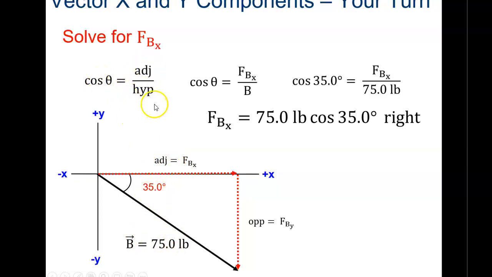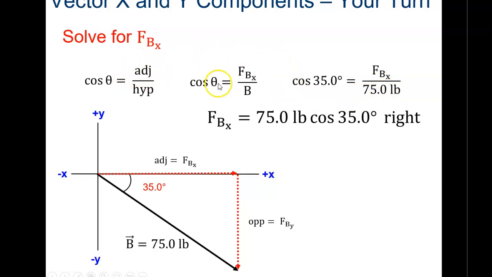SOHCAHTOA, C-A-H, cosine of 35 is equal to FBX divided by 75 pounds. Cosine 35 is equal to FBX divided by 75 pounds. You got to get this by itself. This is the same as this, the adjacent side. We're going to isolate it by taking this divided 75 and bringing it right here.